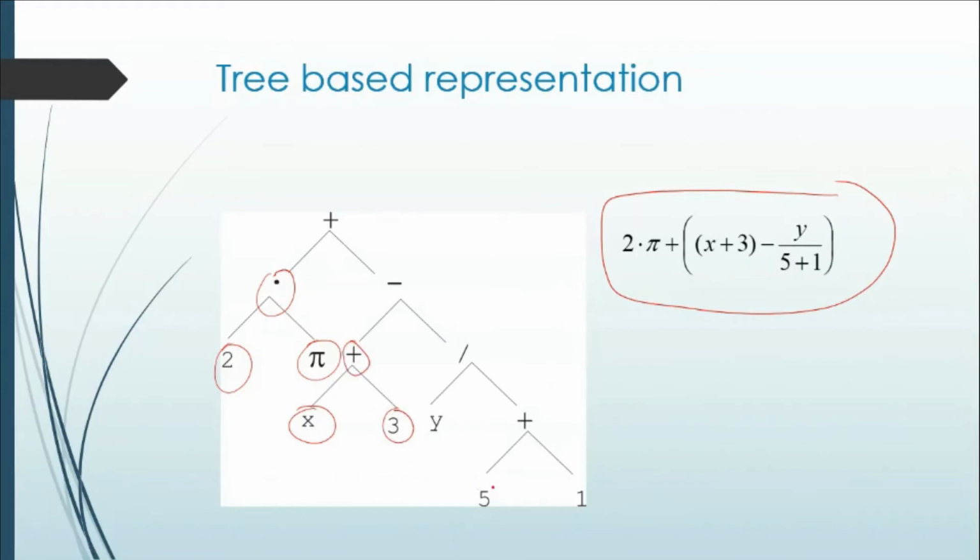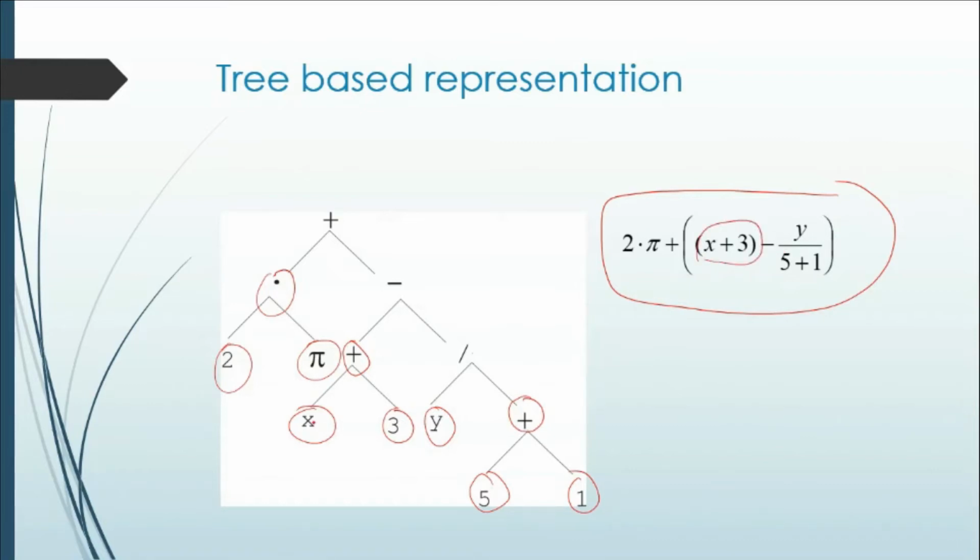Then the other one, 5 plus 1. So it is here. Then in between the symbol. So here is the other leaf node. So it is represented with y divided by 5 plus 1. So that is it.